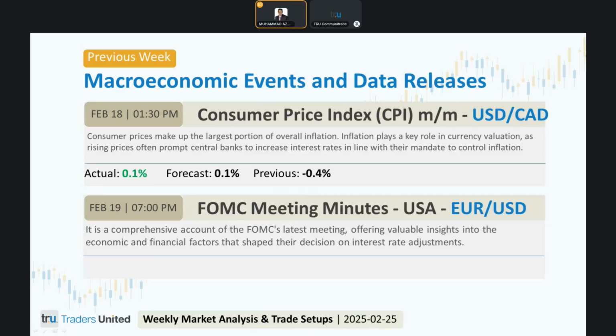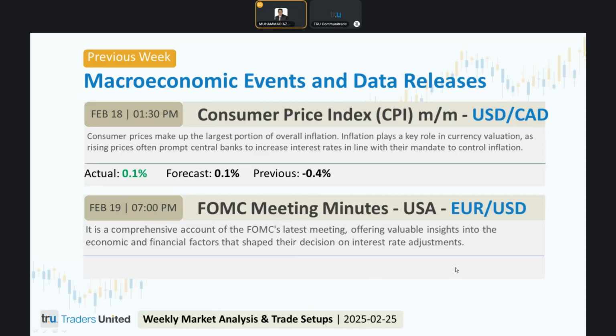So this approach is influenced by persistent inflationary pressures and uncertainties surrounding economic policies, particularly those related to trade and immigration under President Donald Trump's administration. Now, the FOMC minutes from February 19th, 2025 had a dovish tone, and the key takeaway is the Fed showed reluctance to increase interest rates in the near term.